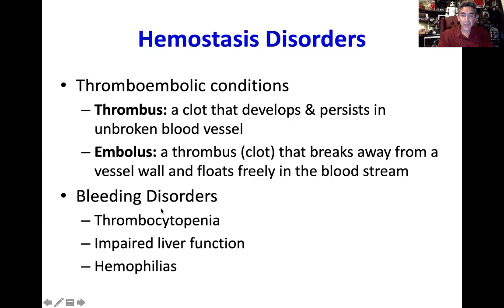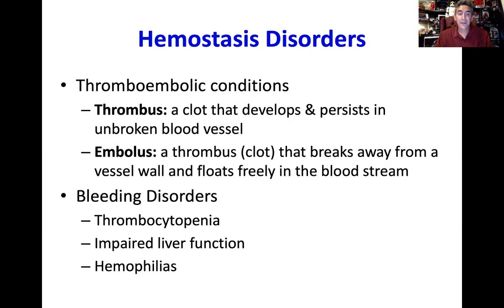We've talked about the term penia. So penia is a deficiency. This is the opposite situation. So these are disorders in which the blood is not clotting the way it's supposed to, not clotting at the right amount. So thrombocytopenia, a deficiency in the platelets. So not enough platelets to do their sufficient job of clotting.